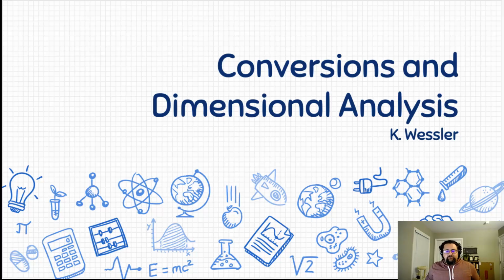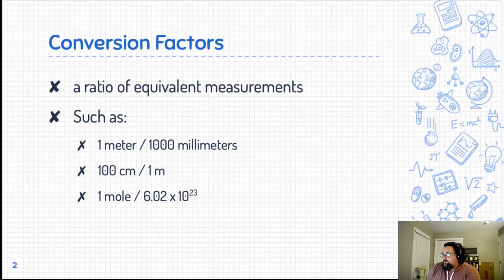All right, this is going to be a short video on conversions and dimensional analysis. So first off, conversion factors are simply a ratio of equivalent measurements. We can think about this when we say that there's 12 of something in a dozen. We have 12 bananas in a dozen, or 12 eggs in a dozen. So if we said we have 36 eggs, how many dozen do we have? You'd say 3. All right.